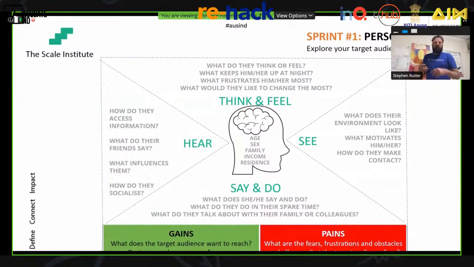Then you want to understand what they see. Are they able to go through life quite easily, or do they have trouble? What motivates them? How do they make contact? Things like that. So start building out different scenarios. What do they say? What do they say to their friends? What do they say to their parents? What do they say to their loved ones?